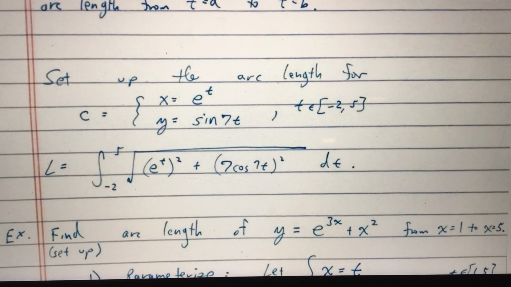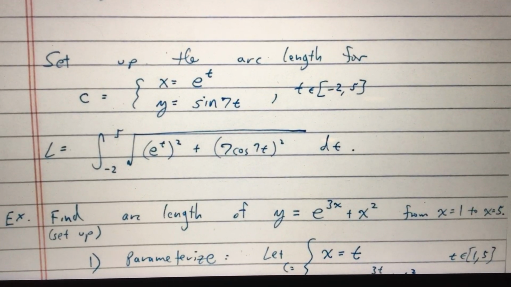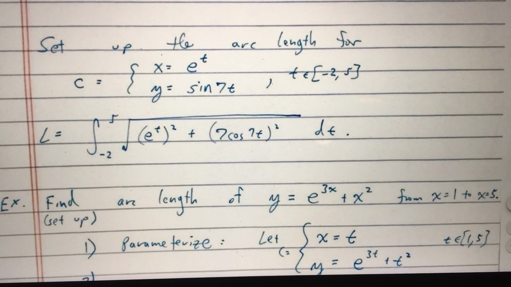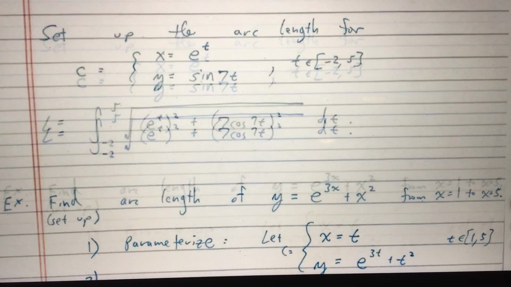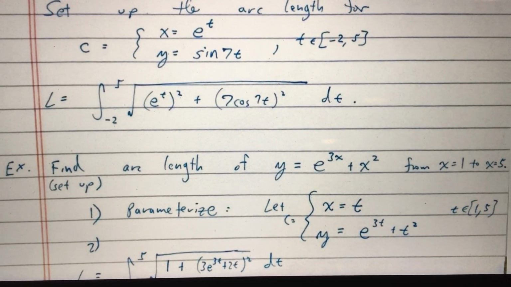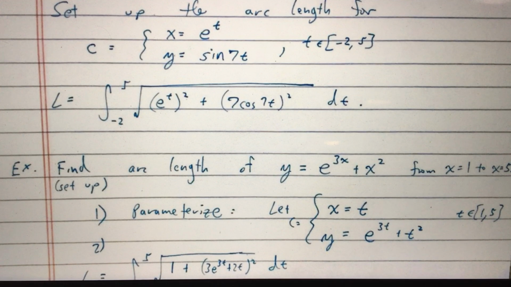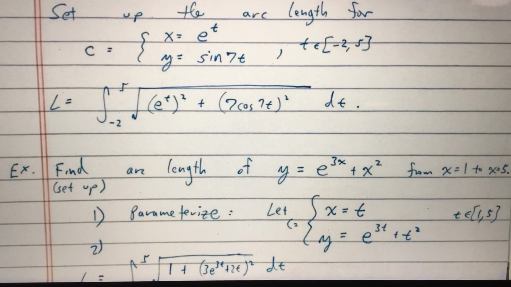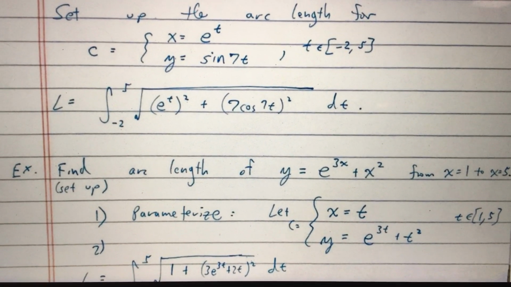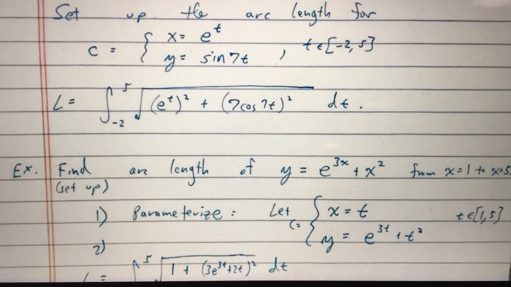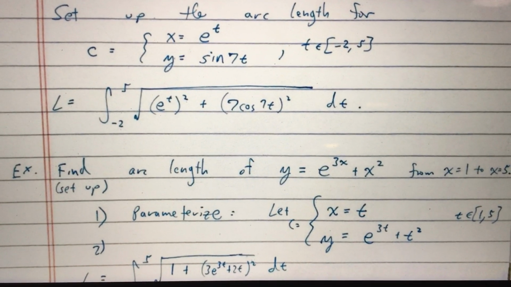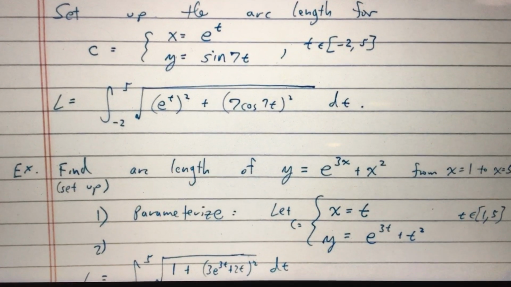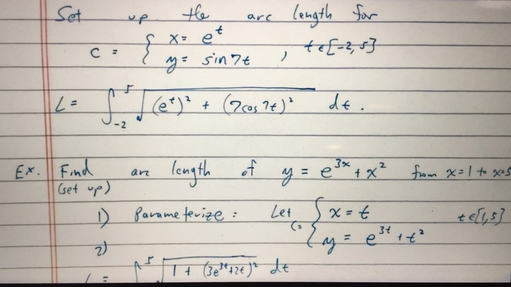Now, if you want to find the arc length of a function, y equals e to the 3x plus x squared from x equals 1 to 5, then there's a two-step process. First, you can force it to be parameterized. So this is the way to do that. All you have to do is let x equal t, and then y is just equal to the same function that you started with, with t in for x, e to the 3t plus t squared. And then t goes over the same values that x does, because x is equal to t. So t goes from 1 to 5.